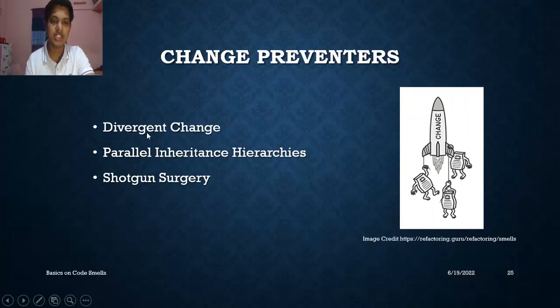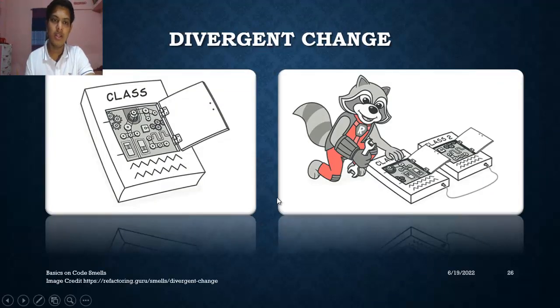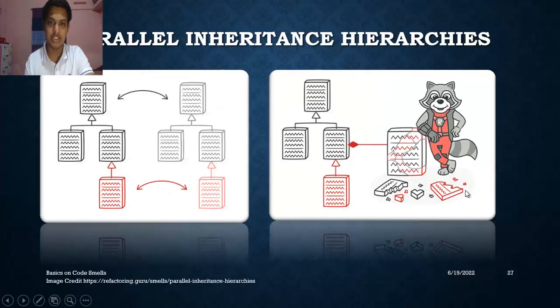Change preventers. We'll discuss divergent change, parallel inheritance hierarchies, and shotgun surgery. Let us assume a class has these functionalities and now a change appears in the class, then it will be more complex to make the change. If we break down the class into both parts, then it will be easier to make the change. We can have parallel inheritance hierarchies. That means a class is extended by 2 classes and the child class may be extended by another class. This will make the code more complex. We can have a new class which will be a property in the child class.